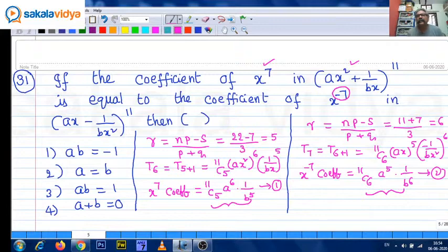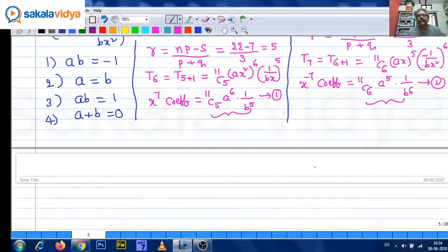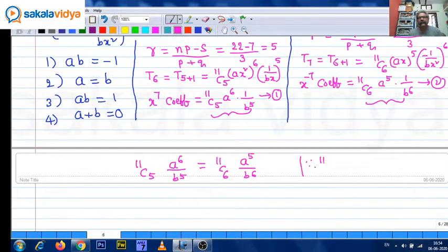So let us equate these two. According to the problem, 11C5 a^6/b^5 equals 11C6 a^5/b^6. But a very interesting fact here: 11C6 is equal to 11C(11 minus 6), which is 11C5. That means these two get cancelled. Understood now?